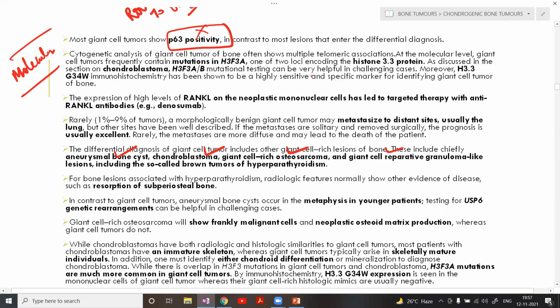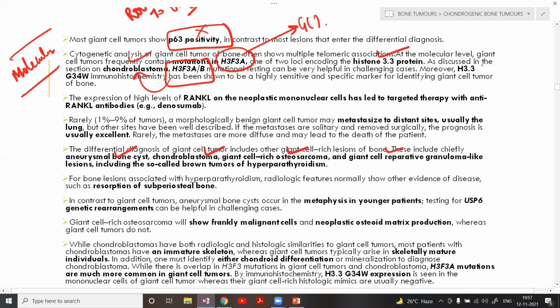Now, giant cell tumors show mutation in a gene called H3F3A, and over here they are synthesizing a protein called histone 3.3. Now remember, as discussed in section, this mutation involving H3F3A and B can also be seen in chondroblastoma as well. But remember, the frequency of H3F3A is more common in GCT, whereas H3F3B is more common in chondroblastoma. Okay, so remember this very important thing.